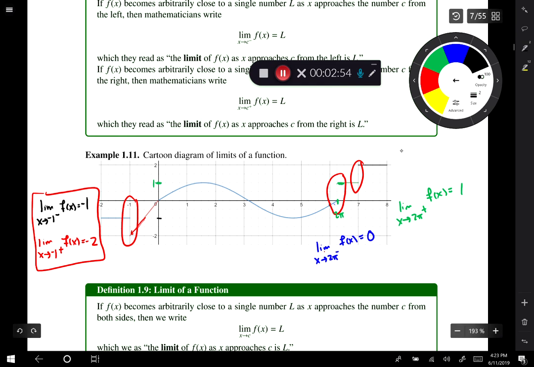Let me write that the limit as x approaches 7 from the left of f of x is going to be 1 again, because this function is just staying constant on that interval. And the limit as x approaches 7 from the right of f of x is going to be 2, because the y values are staying constant at 2 as x approaches 7 from the right.